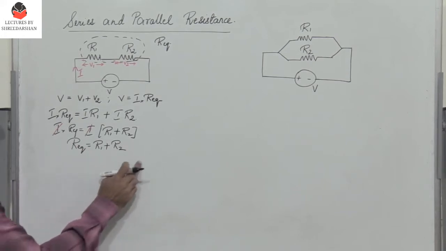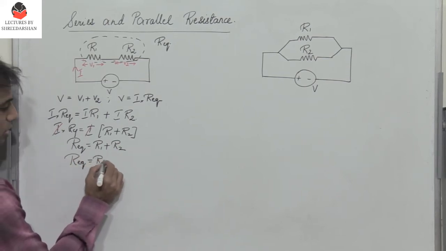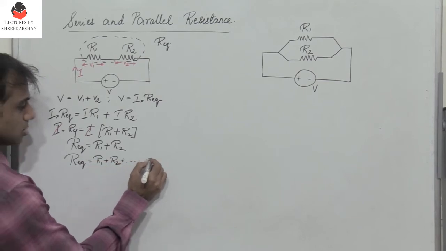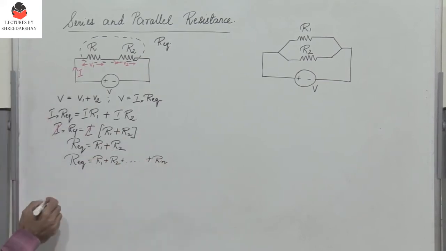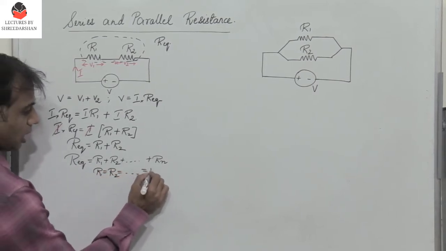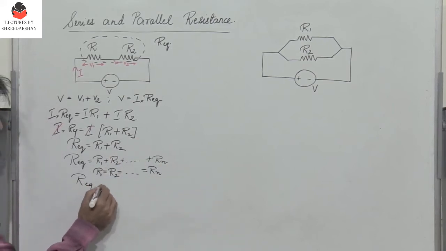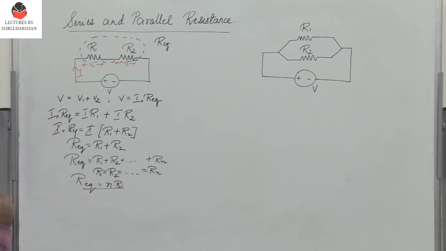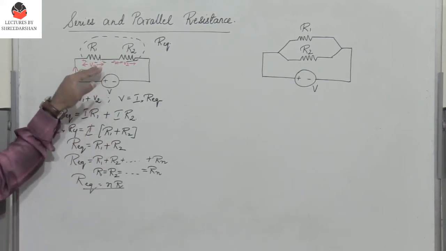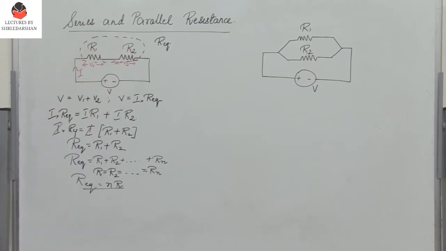If I have n resistors connected in series, then the equivalent resistance is R1 plus R2 plus and so on up to Rn. Now if I have a special case where R1 equals R2 equals Rn, that means all the resistors are equal, then the equivalent resistance is n times R. So if I observe these expressions, we realize that the equivalent resistance is always greater than the largest resistance present in the series network because we are adding up the resistors.